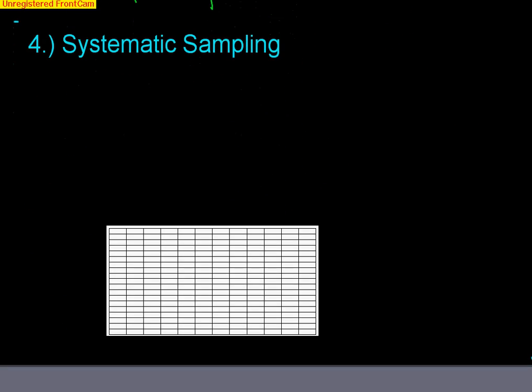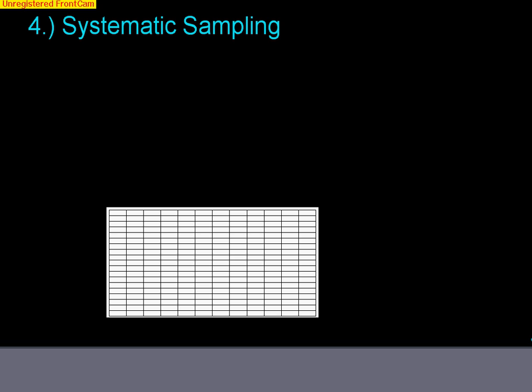The last one is probably the easiest to understand, a systematic sample. A systematic sample just means that you have some type of method to how you sample.